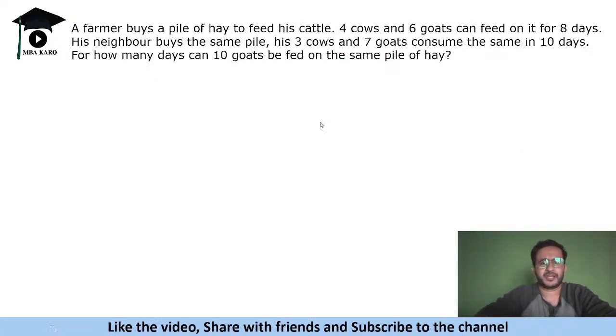Okay, so we have some cows and goats eating this feed. A farmer buys a pile of hay to feed his cattle. 4 cows and 6 goats can feed on it for 8 days. His neighbor buys the same pile and 3 cows and 7 goats can consume it in 10 days. For how many days can 10 goats be fed on the same pile of hay?